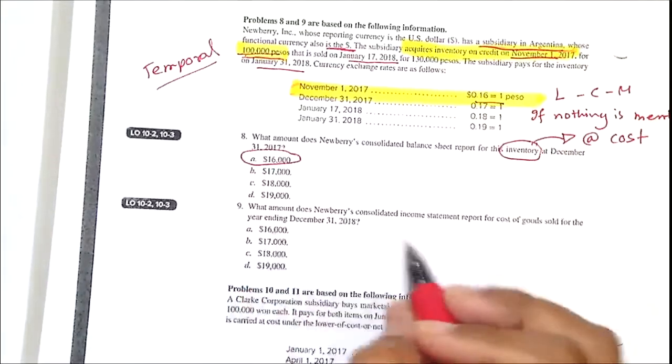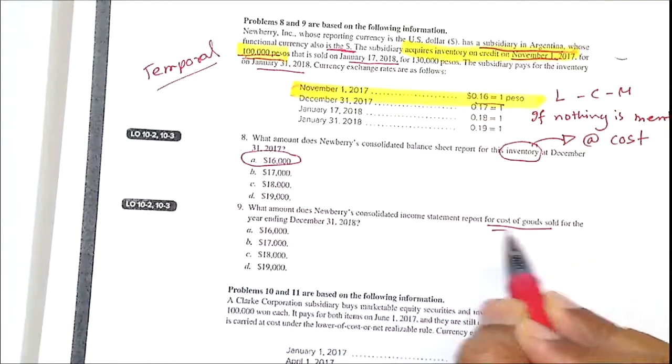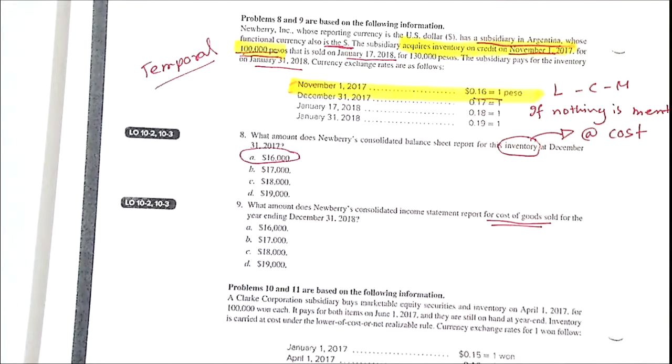Now, the next problem talks about your cost of goods sold. And here comes the concept that I just mentioned, the basic concept. When you sell inventory, you have to record cost of goods sold. Remember, cost of goods sold is always recorded as per the purchase price of the inventory. Now, here we can look at our temporal column. Cost of goods sold will be recorded at which rate? Historical rate, right? If you look at the temporal column, cost of goods sold is recorded at the historical rate.